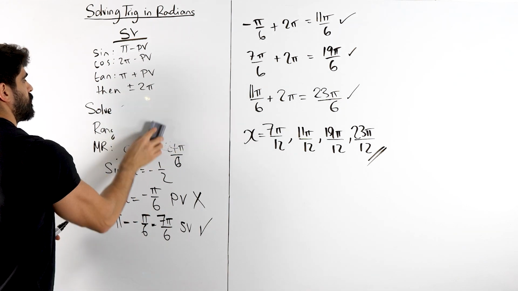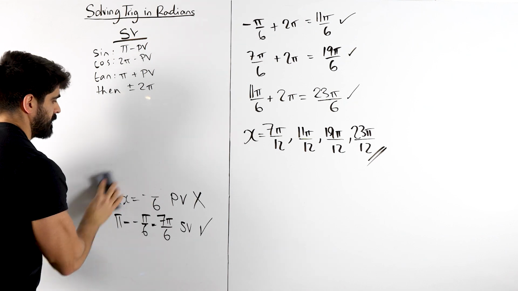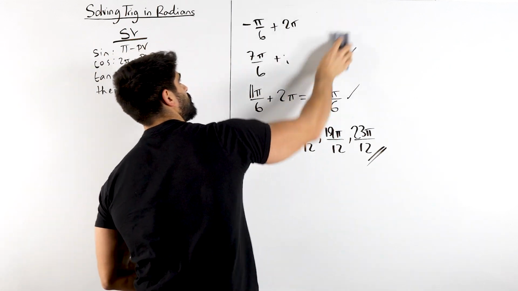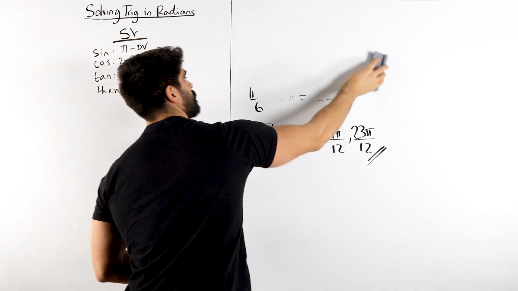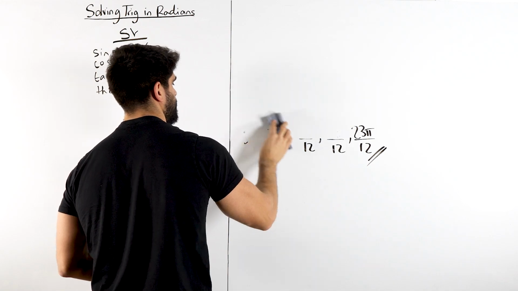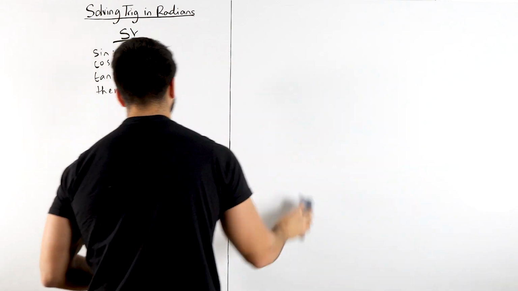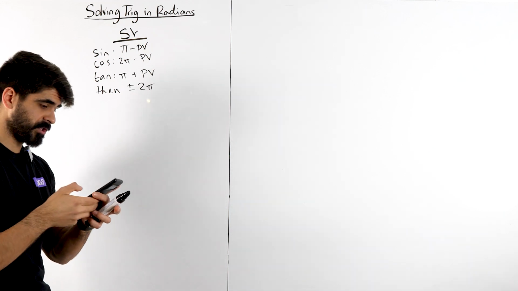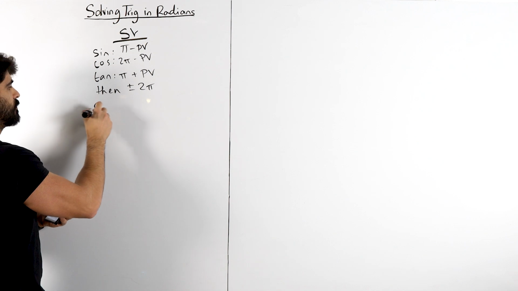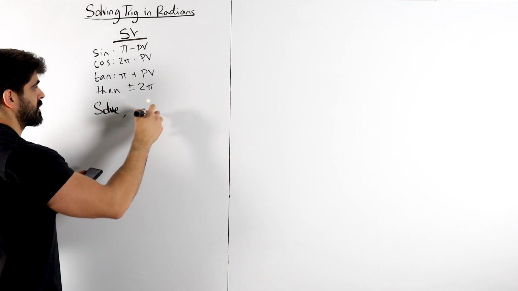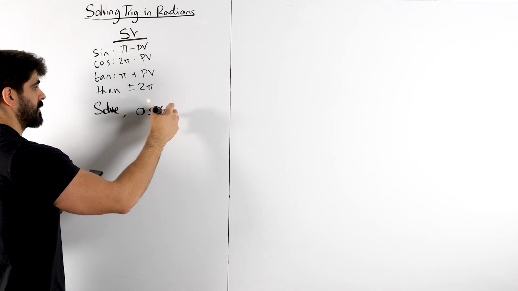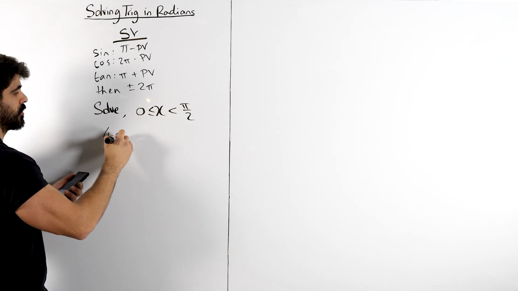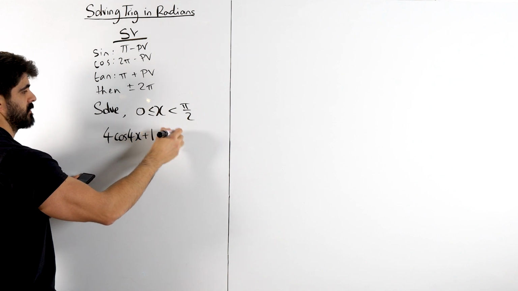Let's go ahead and solve the third one, which would involve a little bit more manipulation. I basically want to test out all the key skills from year 12, but apply it to radians. Solve 4 cos 4x plus 1 is 0, where x is between 0 and pi over 2.